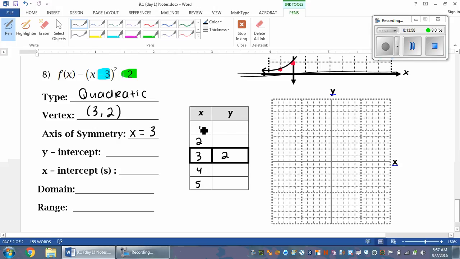We're going to substitute all these numbers, 1, 2, 4, and 5, back into your function. I'm just going to tell you those values now. It's 6, 3, 2, 3, 6. Notice they are mirror images of each other. That's because it's symmetric. Let's go ahead and plot this. So I have 1, 6; 2, 3; 3, 2; 4, 3; 5, 6. Again, it makes a U because it's a quadratic.